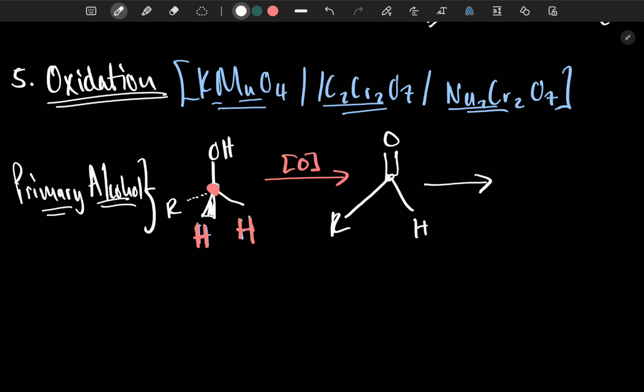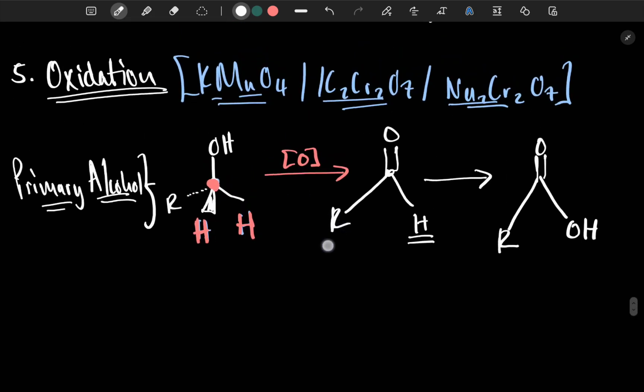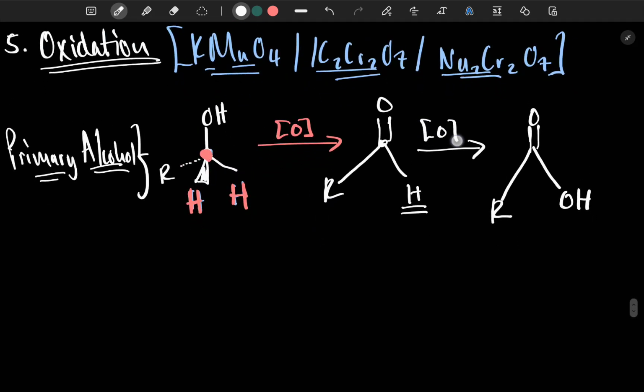Now it's going to go all the way to the last step where it has the double bond O, it has the R, but this H that you had left will change to be an OH. And that is going to be your carboxylic acid. That's what happens to a primary alcohol. It will oxidize all the way to a carboxylic acid. This is an aldehyde, and here is a carboxylic acid.